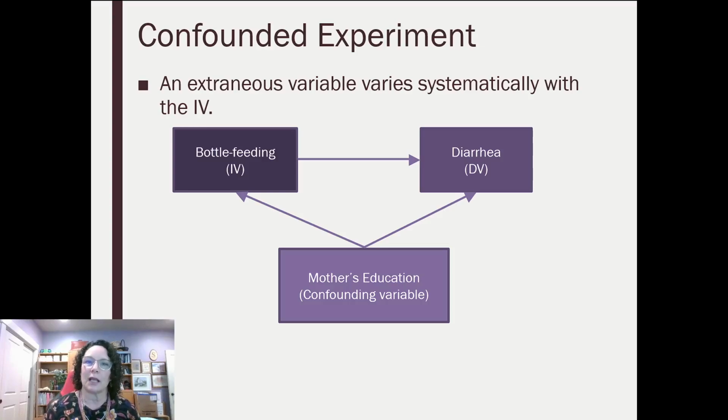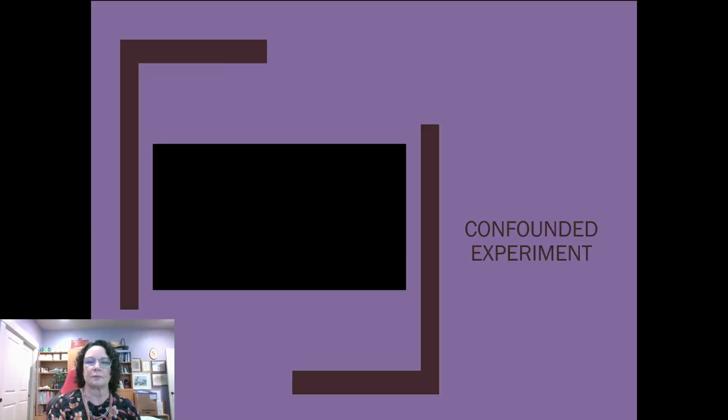Maybe there's something else that is varying along with the independent variable, and that's what's messing things up. Even if we randomly assign the bottle feeding and the breastfeeding, the implementation might be in some way impacted by some third variable, and that's what's causing the outcome. It's not the bottle feeding that's determining diarrhea. It's this other confound. I just named mother's education, but something else is causing it.